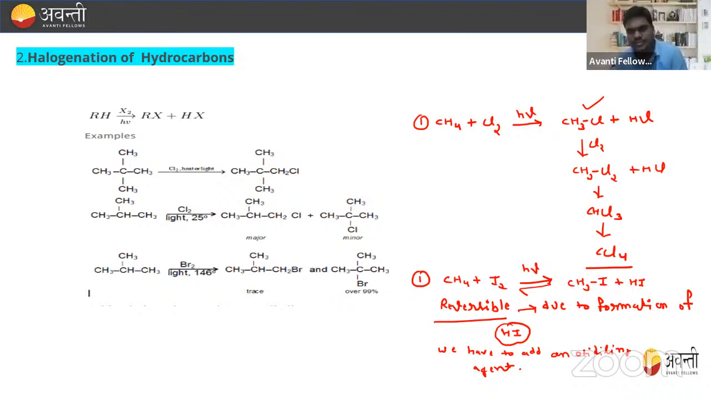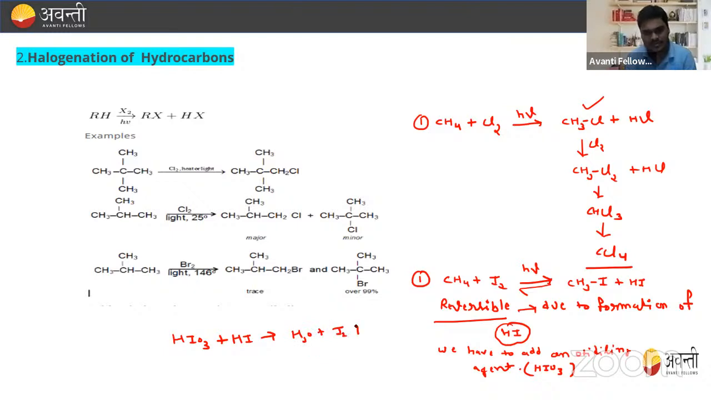Okay, so due to formation of HI, this reaction becomes reversible. So what we have to do is add an oxidizing agent like HIO3. When the HIO3 reacts with HI, it will convert it into H2O plus I2.